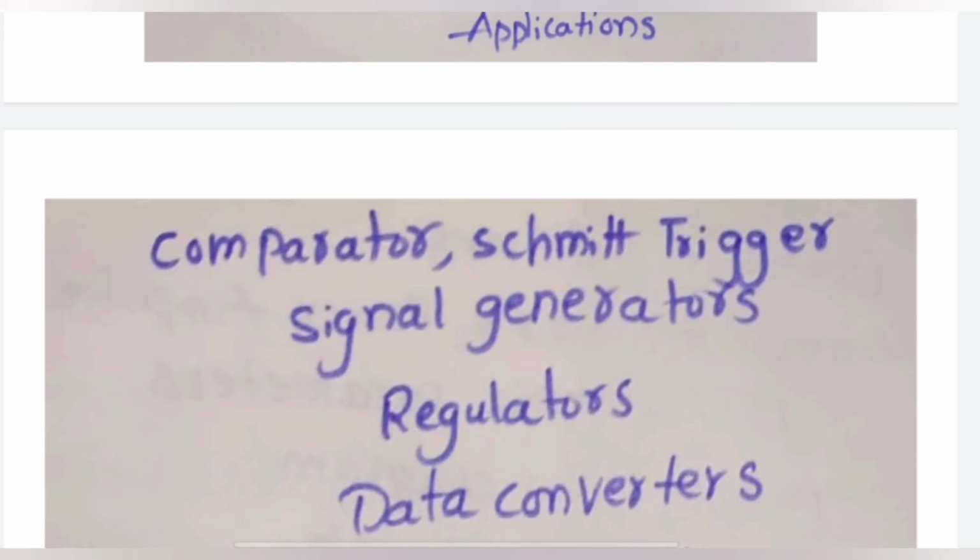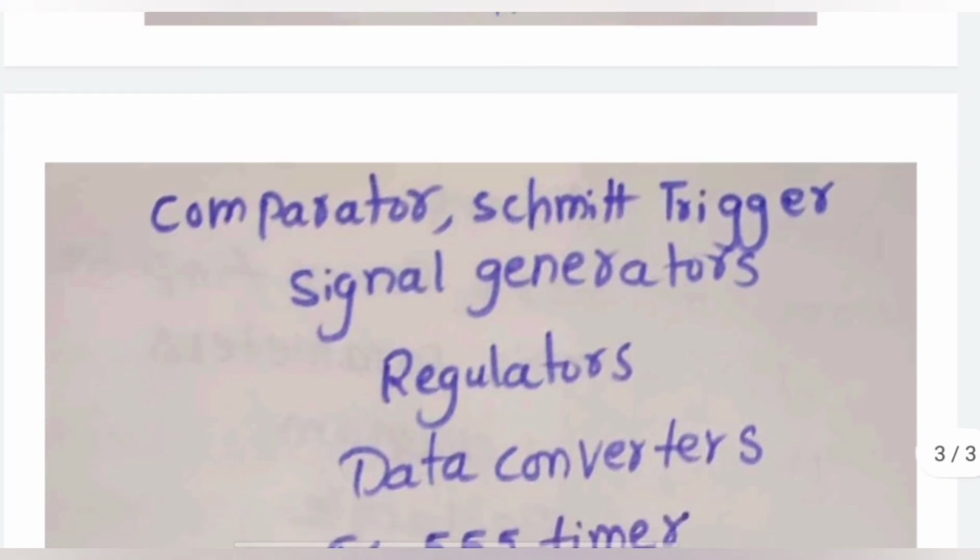Then we will see what are the signal generators, that is Wien bridge oscillator and RC phase shift oscillator. Then we will move on to regulators. What is a regulator? What is meant by a regulated power supply? What are the different blocks of regulated power supply, that is series pass transistor.